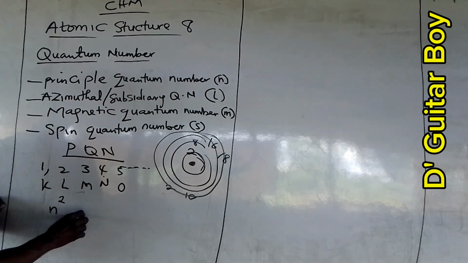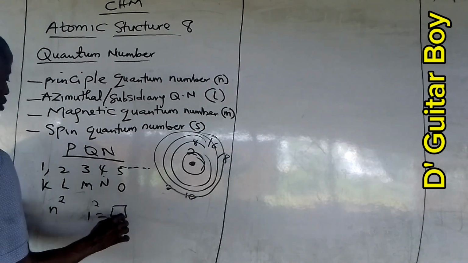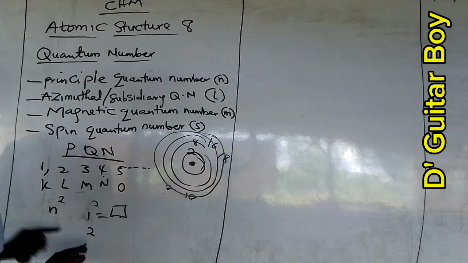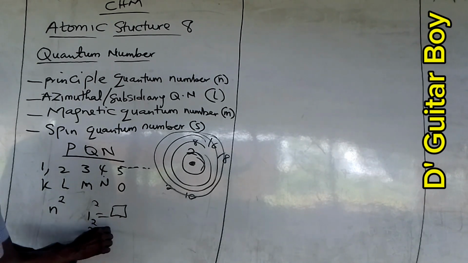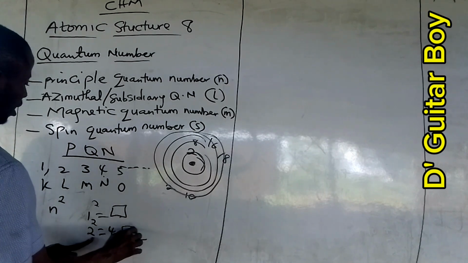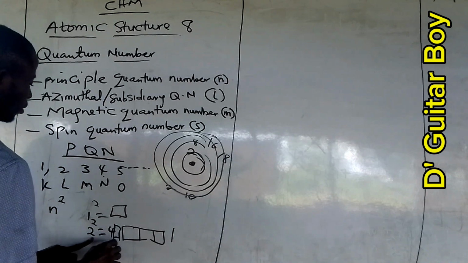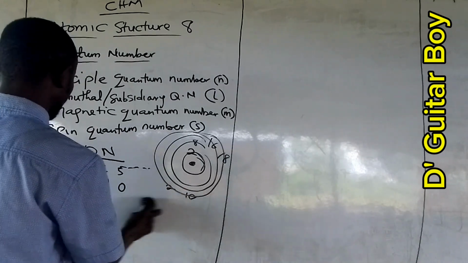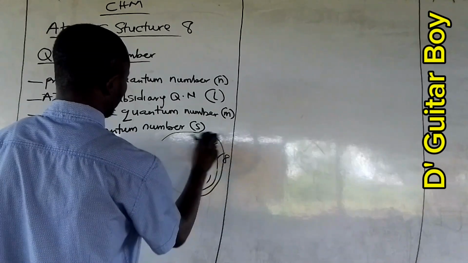To calculate the number of orbitals in each energy level, you use n raised to power 2. The first energy level will be 1 raised to power 2, which is 1, so it can only carry 1 orbital. The second energy level, n is 2, 2 raised to power 2 is 4, so it can carry 4 orbitals: 1, 2, 3 plus 1, which is the s orbital. Just like that, if you use this formula, you'll be able to calculate the number of orbitals. In order for the video not to be too long, just use the formula.